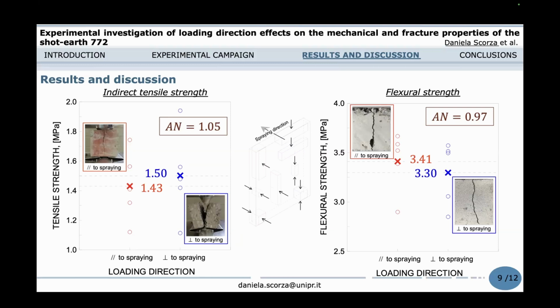The flexural strengths are reported in the figure on the right-hand side, showing again that the mean value is equal to 3.41 megapascal for the specimens loaded parallel to the spline direction, whereas a value of 3.30 megapascal is obtained from the specimens loaded perpendicularly. In this case, the relative difference is lower than 4%, with an anisotropy ratio equal to 0.97.